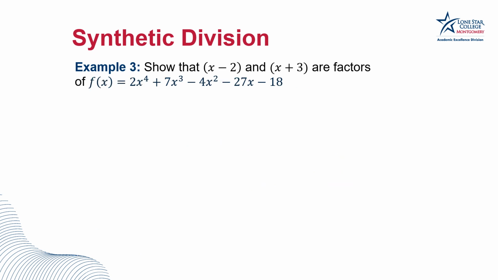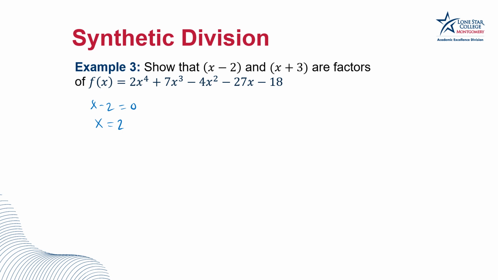This example asks us to show that x minus 2 and x plus 3 are factors of the function 2x to the 4th plus 7x cubed minus 4x squared minus 27x minus 18. So in order to determine if these binomials are factors, we have to remember that a factor essentially means that x minus k equals 0, where k is our 0. So for the first one, the x minus 2, we set that equal to 0, and if we solve for x, we get 2. So that's our k.